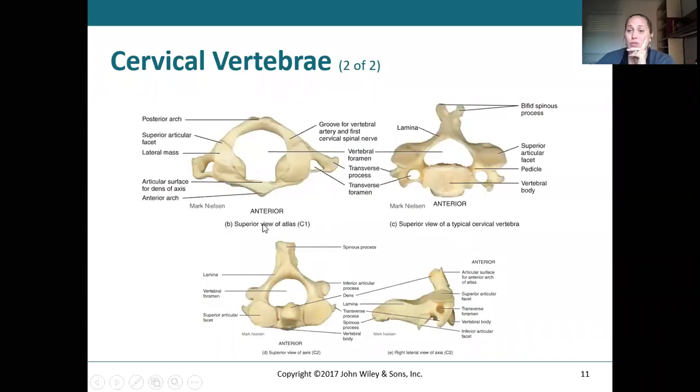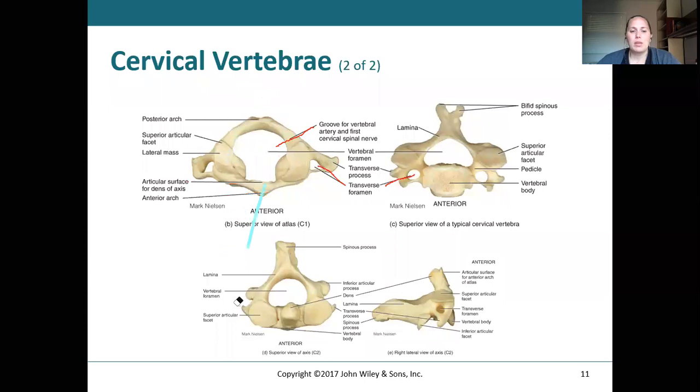Okay, so what does the cervical vertebra look like from the superior and anterior view? If we look at that here, you can see the posterior arch. You'll notice that there's a huge foramen here that allows for the passage of the spinal cord, and it's going to get smaller as it goes down the spine. The groove for the artery and first cervical spine is located here. Here you have a transverse foramen as well. And here you can see the articular surface of the dens of the axis as well as the anterior arch.